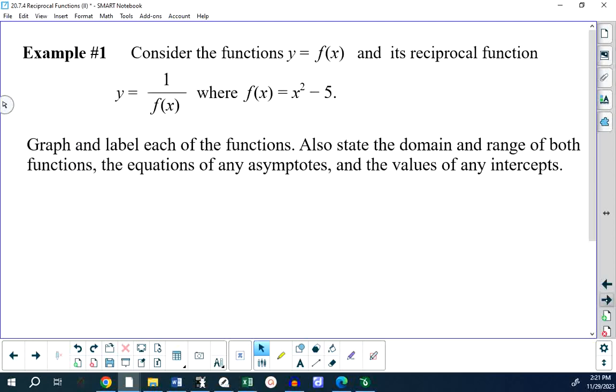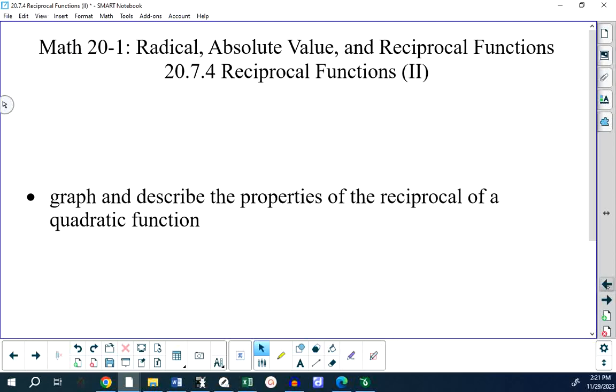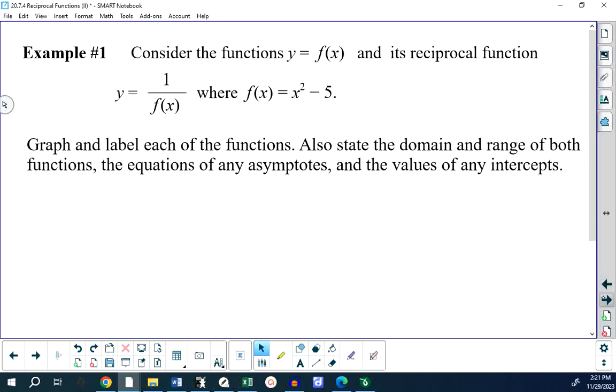All we are doing today, everybody, is we're continuing with reciprocal functions, but we're going to look at the graphs of reciprocals of quadratic functions. Consider the functions y equals f of x and its reciprocal if f of x is x squared minus 5.